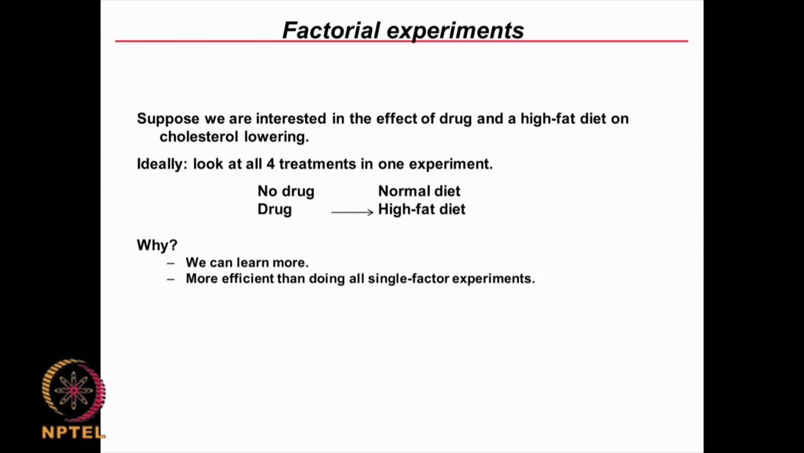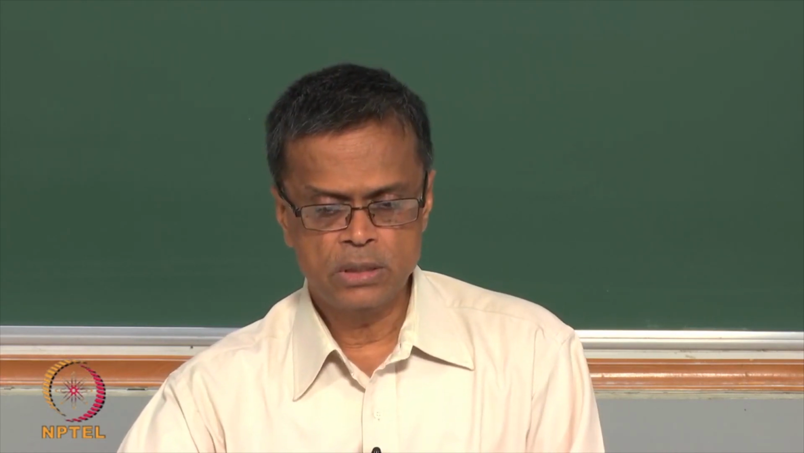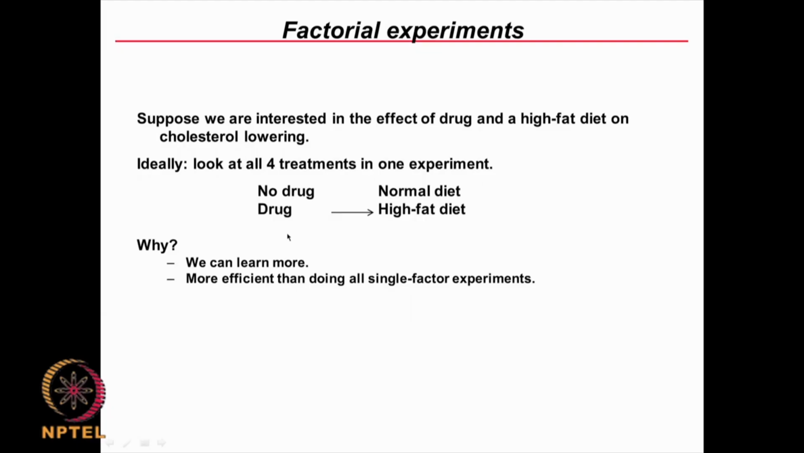So, we have 2 parameters, 2 levels, 2 into 2, 4 experiments, you understand. By doing this we are achieving many things because we will be able to even see things like interactions. Is there an interaction between drug and diet? Does the person who is taking the drug and a high fat diet behave very differently when compared to the normal diet or no drug, and so on?